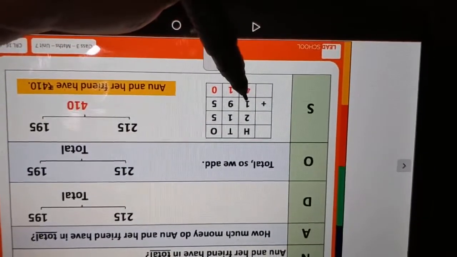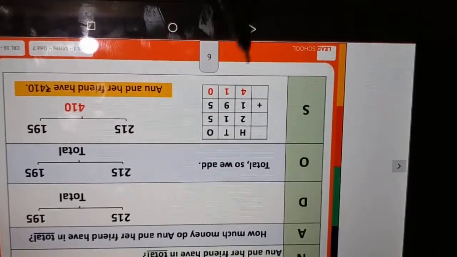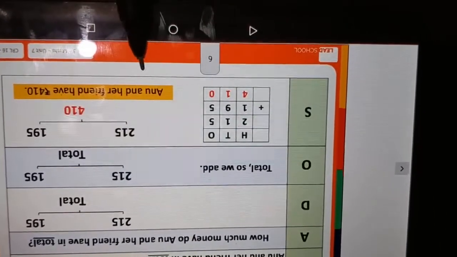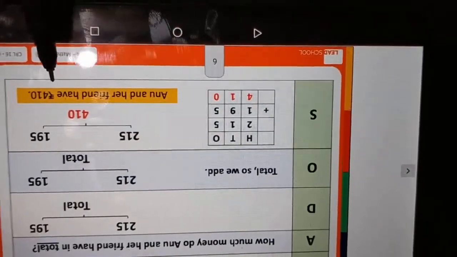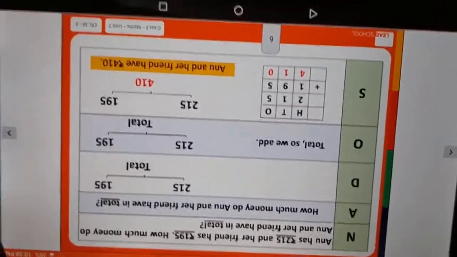2 plus 1 is 3, 3 plus 1 is 4. So we have to write 4 here. 410. 410 is the correct answer. Anu and her friends have rupees 410. Now look at this, everyone, and write it down in your notebook.